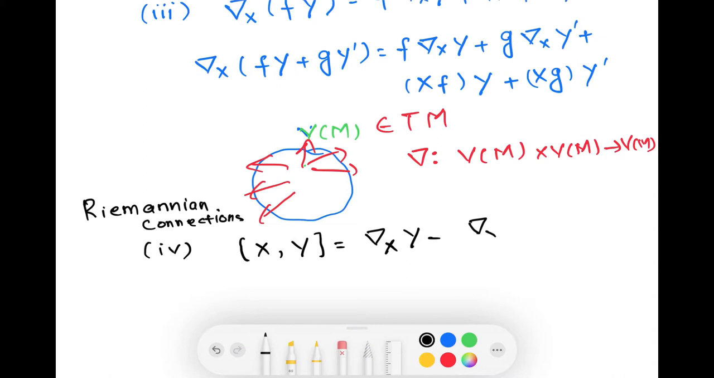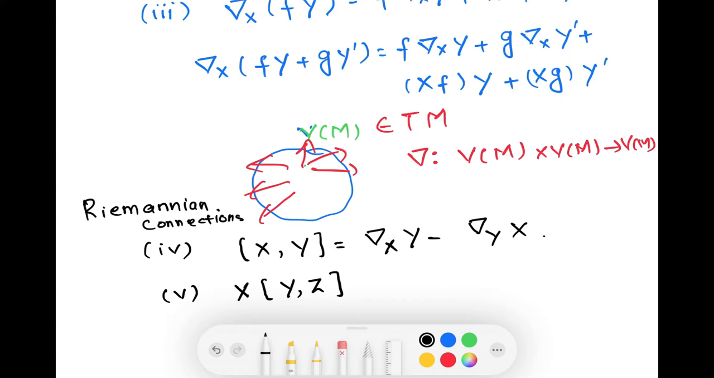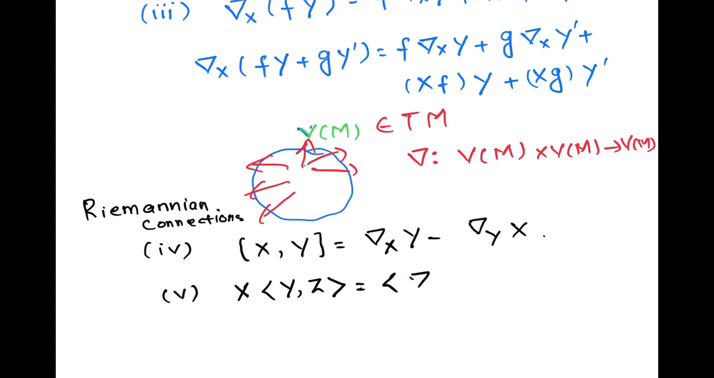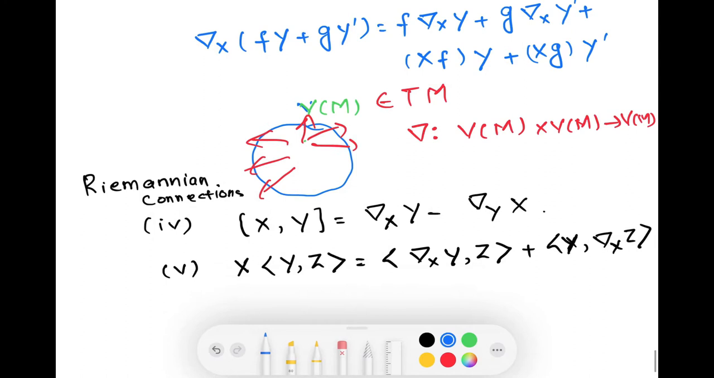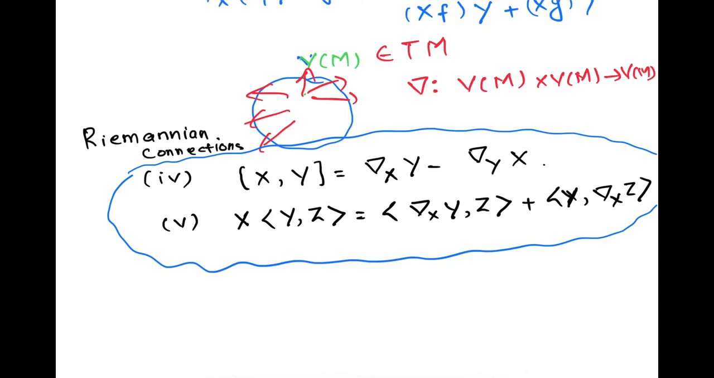And the fifth property which needs to be satisfied is this. X is some vector field and we apply it on the inner product of Y and Z. For the inner product, I am going to use this symbol. So this will become inner product of del X Y with Z plus inner product of Y with del X Z. So if a connection satisfies this fourth and fifth property also, along with the previous properties, then we call it a Riemannian connection.